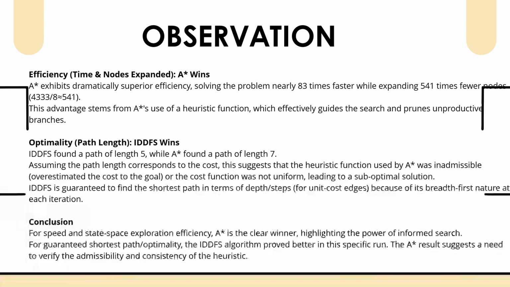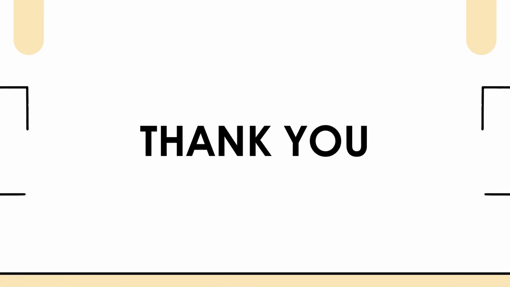Speaking about the conclusion, for speed and state space exploration efficiency, A-star is the clear winner. It highlights the power of informed search. For the guaranteed shortest path or the guaranteed optimal solution, the IDFS algorithm proved better in this specific run. A-star results suggest a need to verify the admissibility and consistency of the heuristic, as we expected it to happen that way.